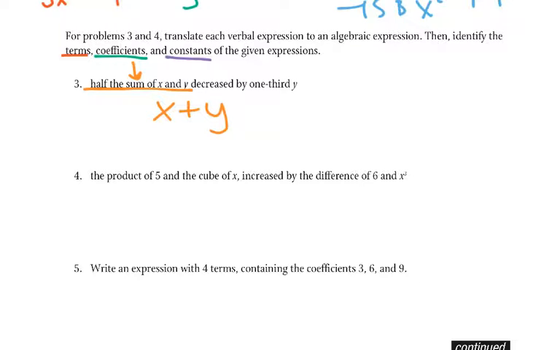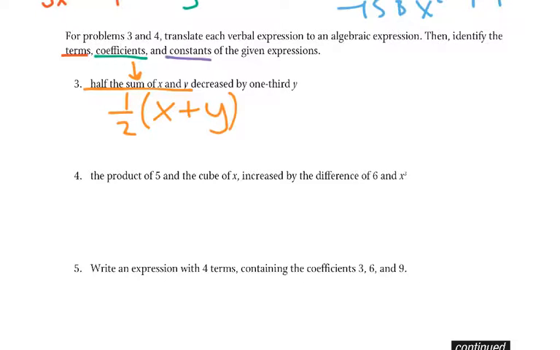So, two ways we could write this. We could add those together and then times them by half, or we could add those together and divide by 2. Same thing. I'll just write it this way though. So half the sum of x and y. So x and y usually means adding them. Okay, with the sum. Half of that, multiplying by a half.